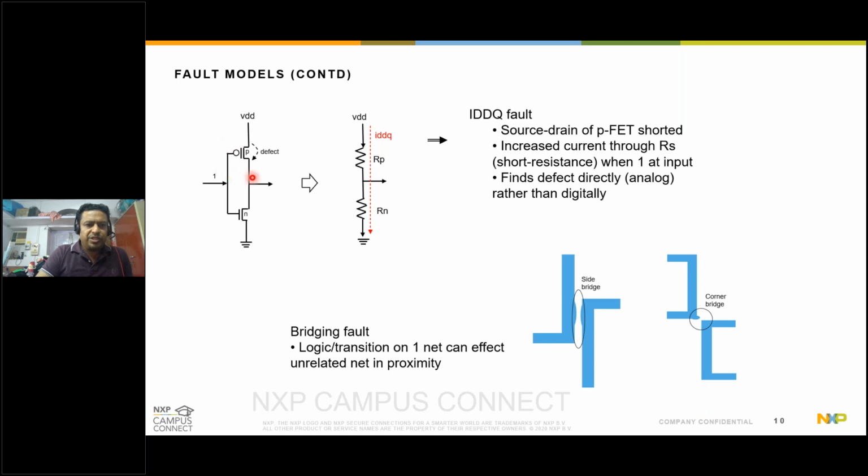Now, because of a defect, it may happen that this P transistor is never turned off. Due to this, there would be a definite resistive path between VDD and ground. And this definite resistive path will cause a high current to be drawn whenever you are driving an input of 1 for this inverter, right? In order to detect these kinds of faults, you put your design in a low power consumption state, and then you measure the current. If you find that the current flowing is more than the expected current, it indicates that you have IDDQ type of faults present in your design.